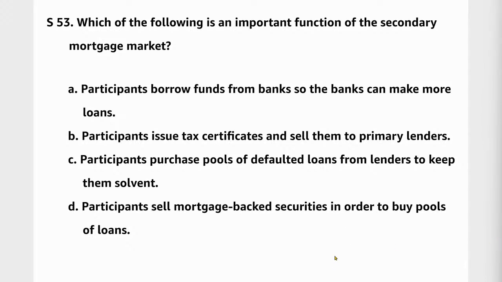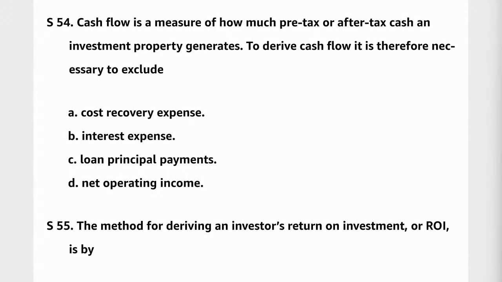Okay, so that was 53. Number 54, cash flow. Cash flows along a river, along a creek, is a measure of how much pre-tax or after-tax cash an investment property generates. To derive cash flow, it is therefore necessary to exclude what? A, cost recovery expense, B, interest expense, C, loan principal payments, and D, net operating income.